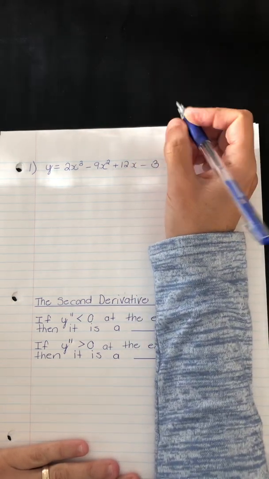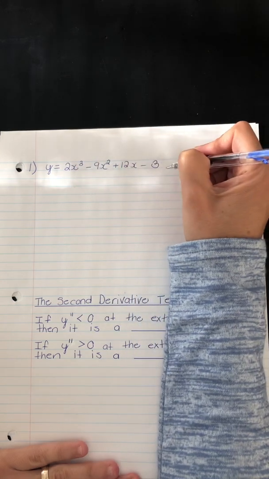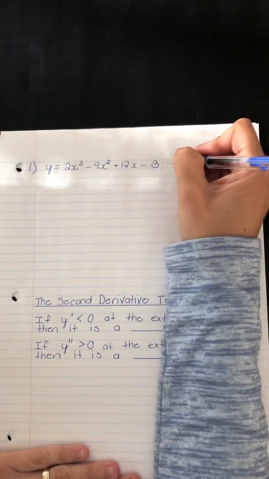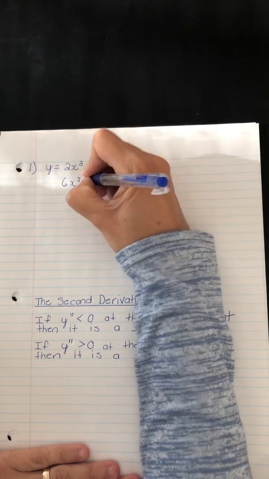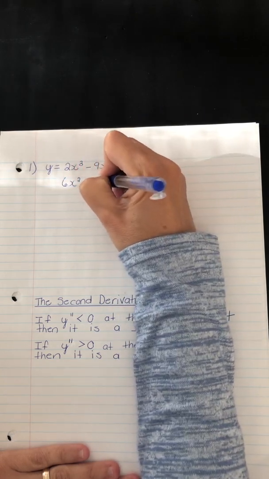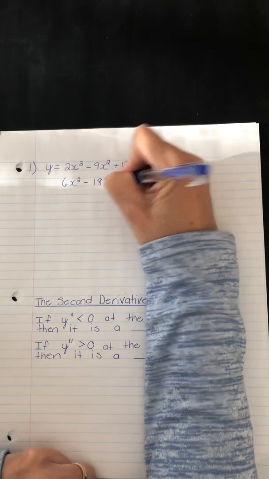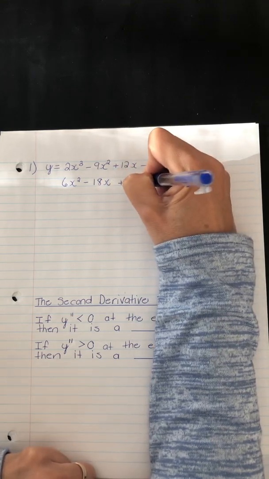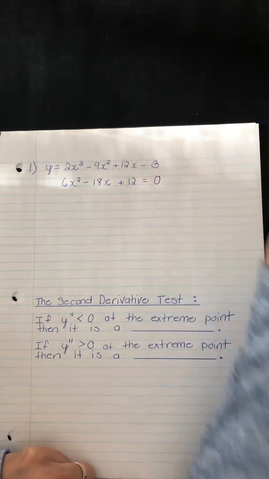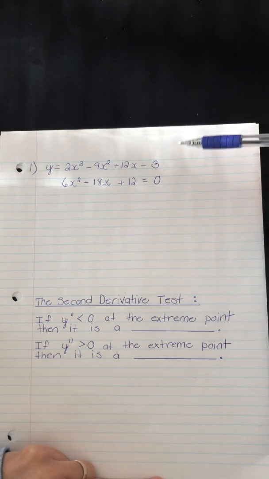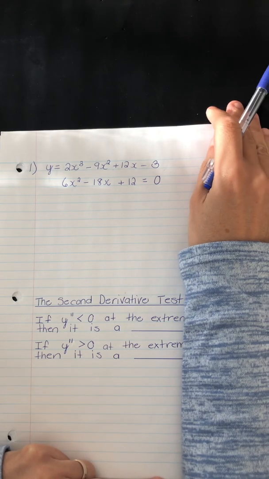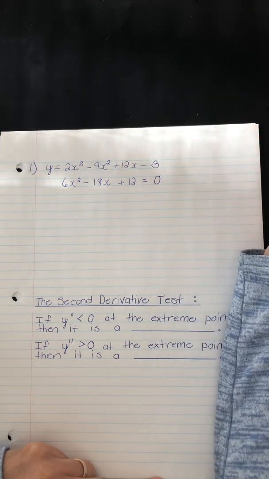So what is y prime here? Well, the derivative of this polynomial is 6x squared minus 18x plus 12. So there's y prime, and it is being set equal to 0. Because again, the slope of the tangent line will be 0 at a maximum point and at a minimum point.